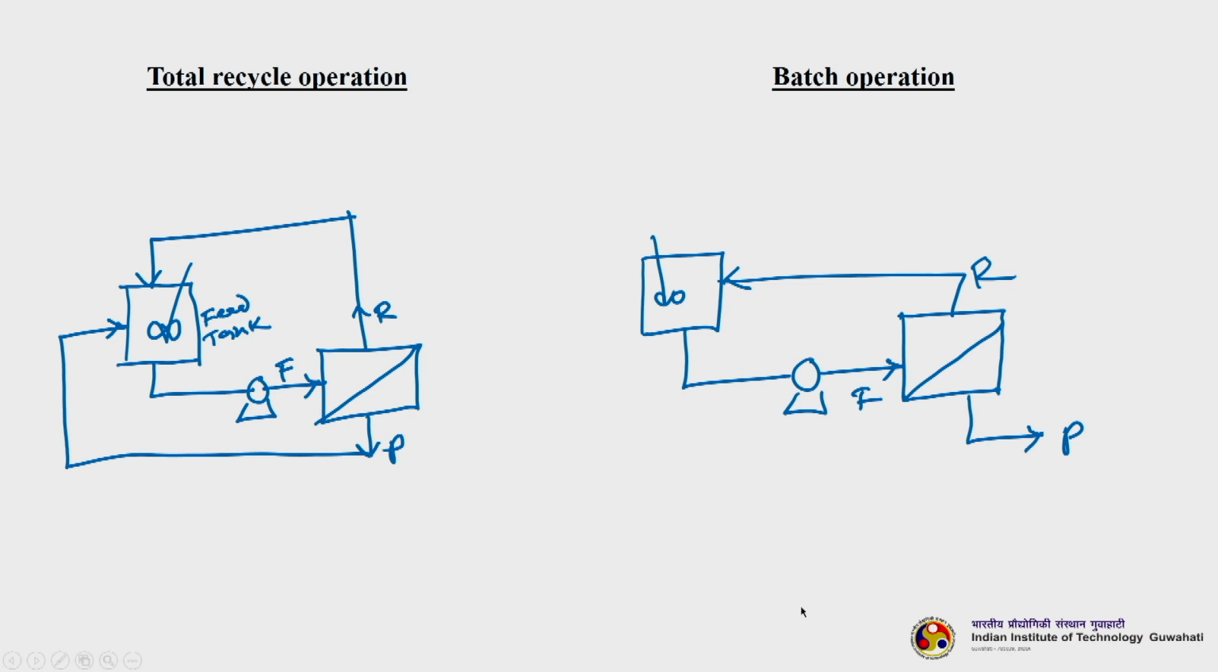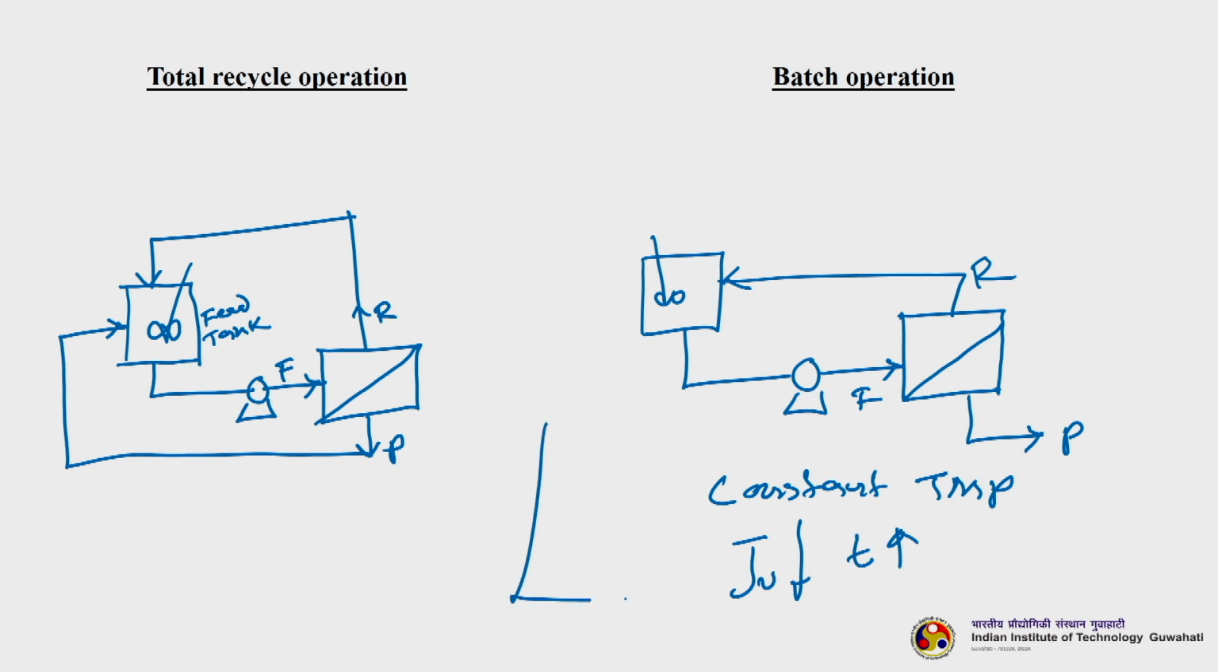A pump is of course required to feed the feed solution to the membrane. Now, batch concentration is carried out under a constant transmembrane pressure, TMP. However, your flux will decline as the time increases.